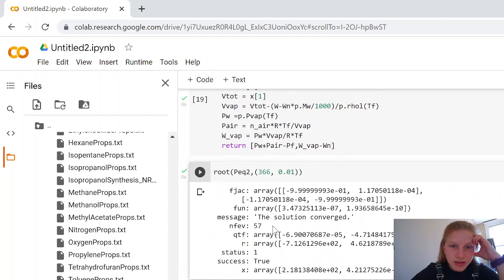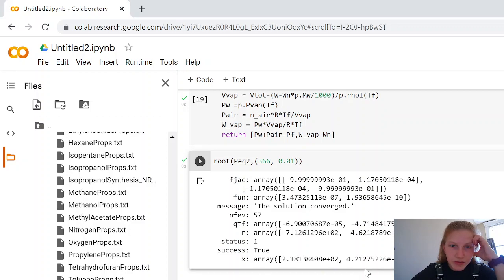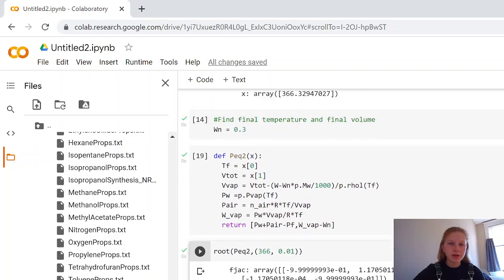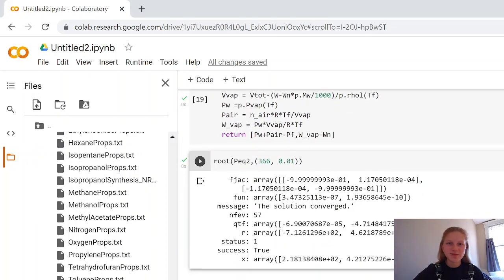Yay! Okay, let's see what it says. The solution converged. Awesome! So now we have our two values down here for the temperature and the volume, and we were able to correctly use our ideal gas law to create a system of equations where we have two unknowns, two equations, and put it into this code and make a function. So it's pretty cool.